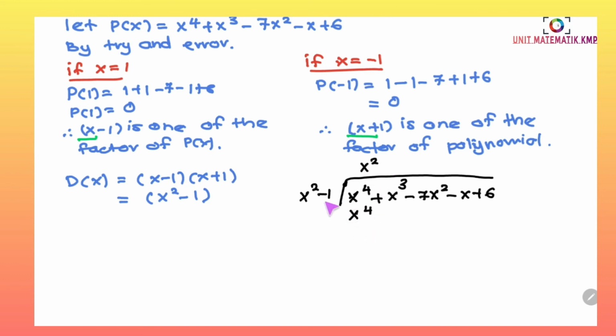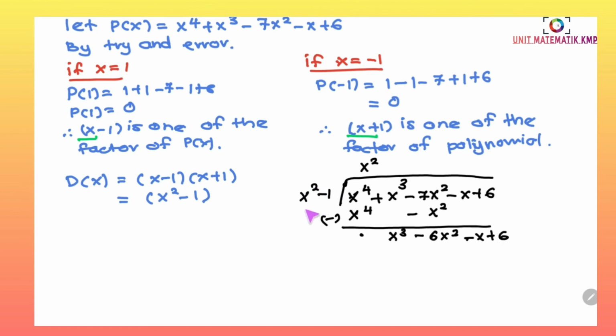So x squared times x squared is x power 4, right? x squared times negative 1 is negative x squared. Subtract, we have here 0 x power 4, and x power 3 minus 0 is x power 3. Here we have negative 7 minus 1, which is negative 6x squared. Bring down negative x plus 6.